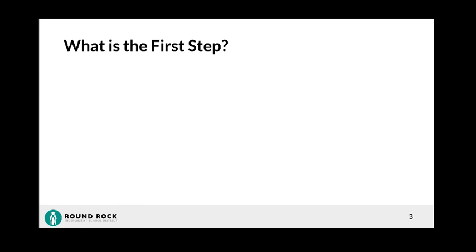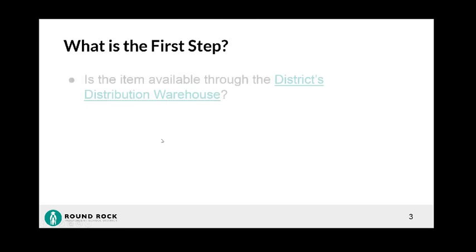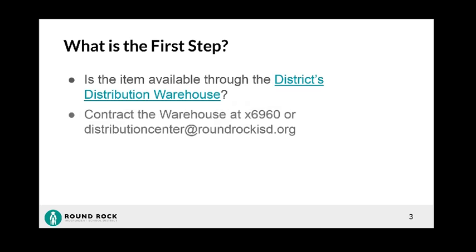So let's say you need to make a purchase. You know what you need. What's the first step? Your first consideration should be, is the item available through the district's distribution warehouse? We have a 30,000 square foot distribution warehouse. It houses all kinds of items, likely something that you would use on a daily basis.